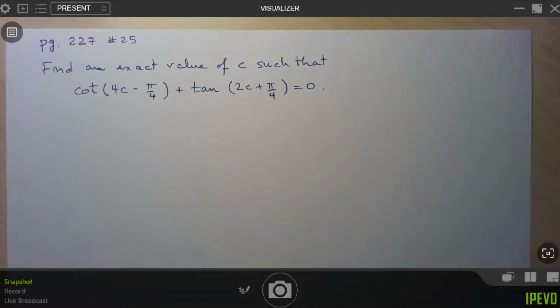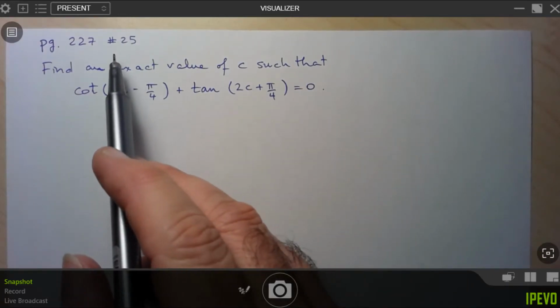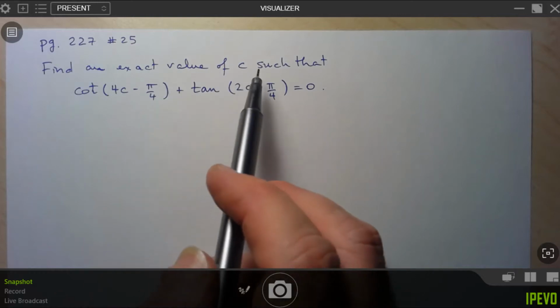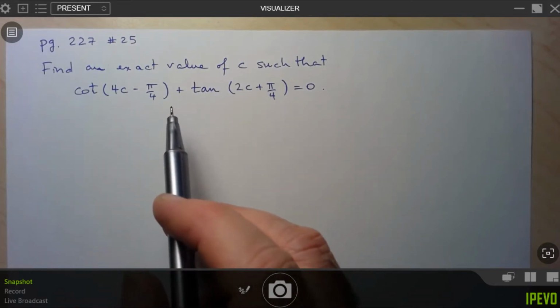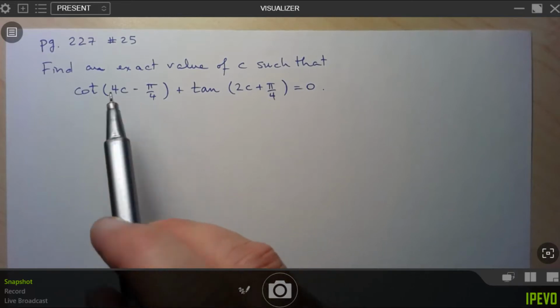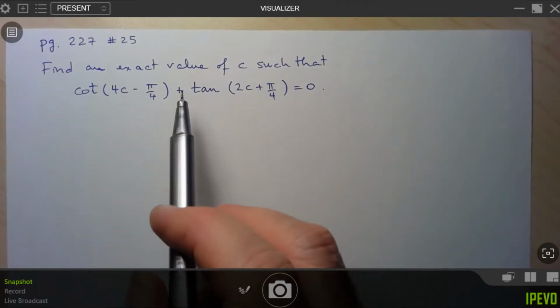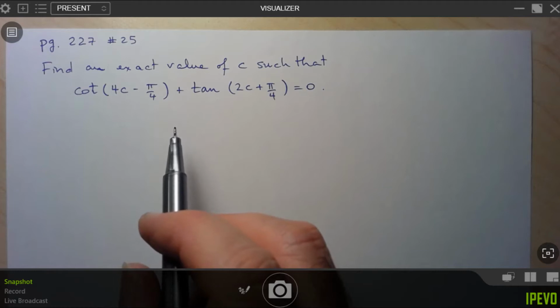Hi folks, we're going to take a look at page 227, number 25. They want us to find an exact value of c such that this equation is true. So essentially, they're asking us to solve this equation, but notice that they say find an exact value of c. That suggests that there might be more than one possible answer. Let's think about how we might solve this.